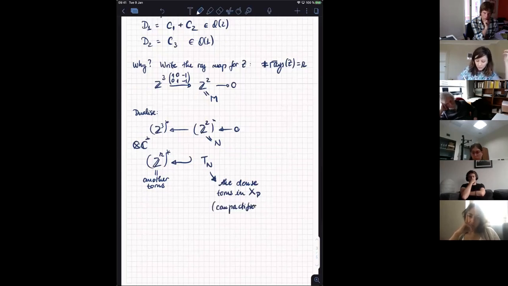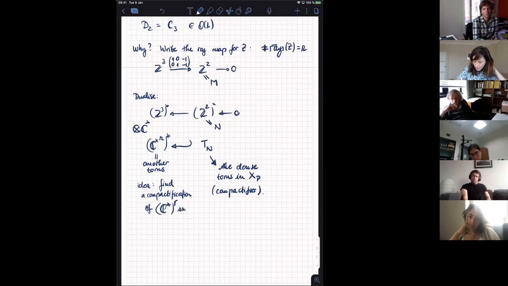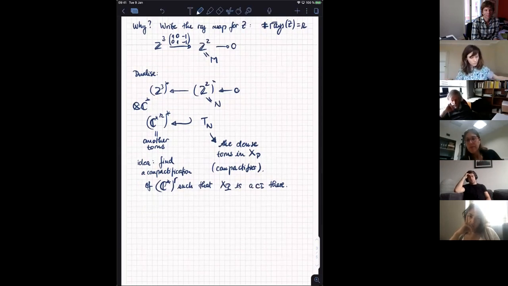So the idea is to find a compactification of, sorry, not Z to the R, C star to the R. To find the compactification of C star to the R such that XP is a complete intersection there. So in other words, again, build a larger toric variety such that XP is a complete intersection inside of that. Okay. And indeed, this is the theorem of the Laurent inversion paper.